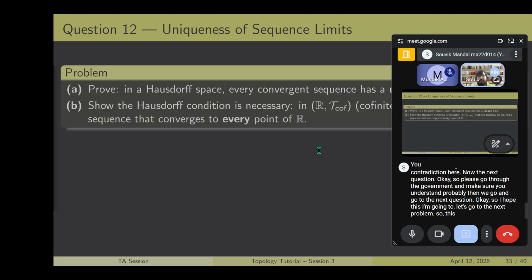So this problem deals with the uniqueness of limit. In a Hausdorff structure, every convergent sequence has a unique limit. That means what we did in the cofinite topology, which is not Hausdorff, is that any sequence converges to any of the points. So please try to prove it.